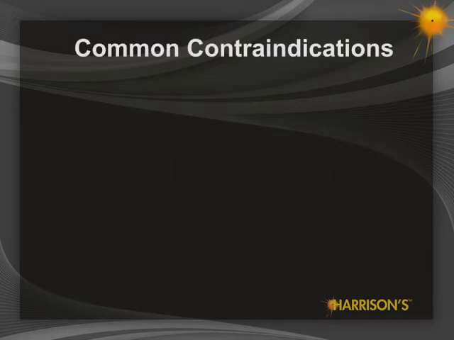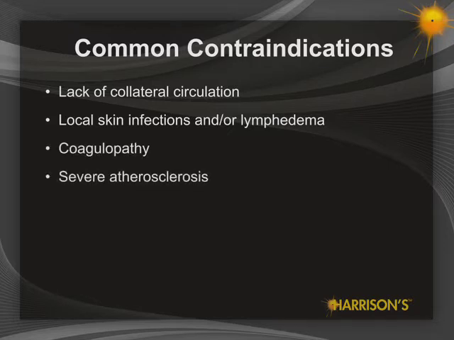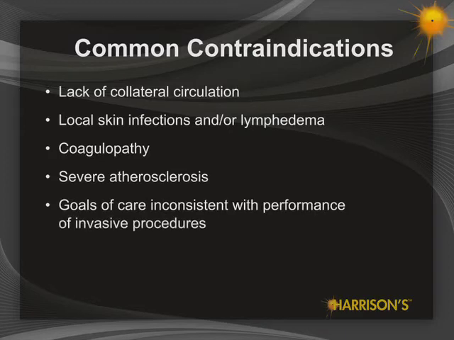The common contraindications, relative and absolute, for percutaneous arterial blood gas sampling are lack of collateral circulation, local skin infections and/or lymphedema, coagulopathy, severe atherosclerosis, and goals of care inconsistent with performance of invasive procedures.